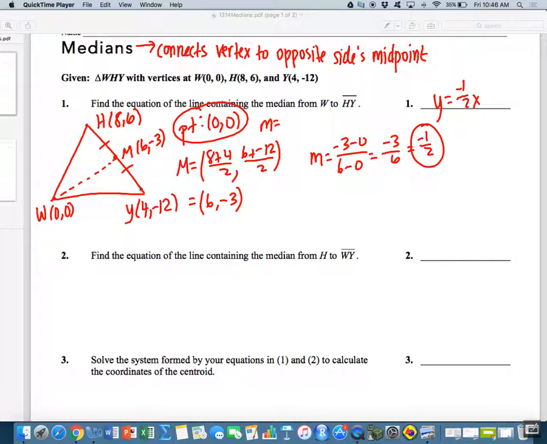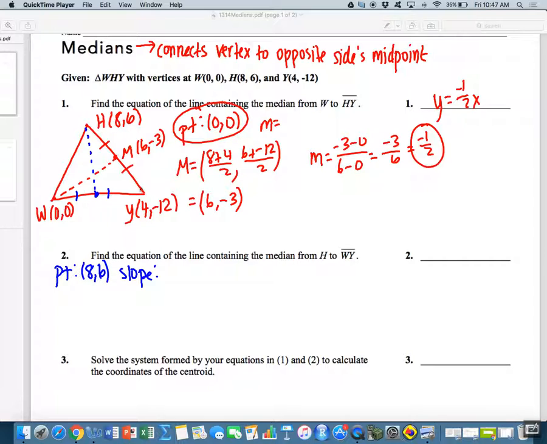Okay, in number 2, we're doing the same thing. This time a new median though. We're finding the median from H to WY. So we are finding this median. We already said to write the equation of a line you need 2 pieces of information. You need a point and you need the slope. Which of those 2 pieces of information do I have? Point. And what is that point? 8, 6. It's H.